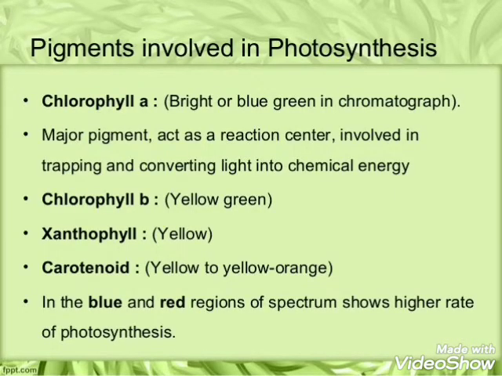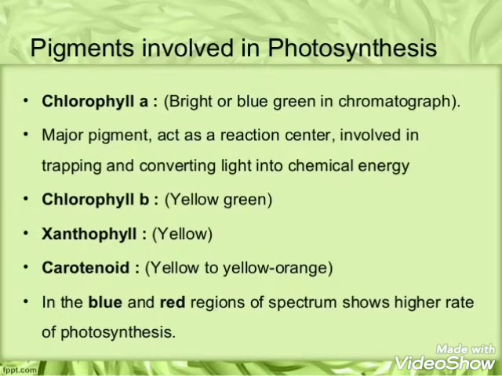Next are the pigments involved in photosynthesis. A chromatographic separation of the leaf pigments shows that there are four pigments which are responsible for the process of photosynthesis: chlorophyll A, chlorophyll B, carotenes and xanthophylls. Out of which chlorophyll A is the chief or main pigment associated with photosynthesis, while chlorophyll B and carotenoids act as accessory pigments.